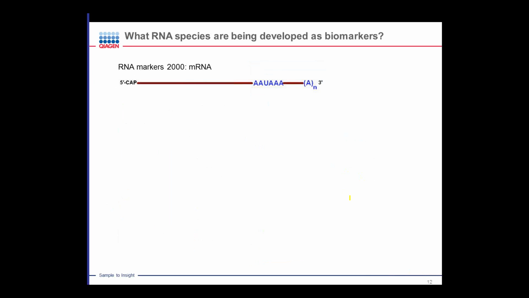So if we look back 10 or 15 years and you ask the question, or you looked in PubMed as to what RNA species were being developed as biomarkers, what you would see is almost exclusively mRNA. And these were found, 15 years ago, not as much by whole transcriptome sequencing, but by qPCR analysis and by hybridization array analysis.